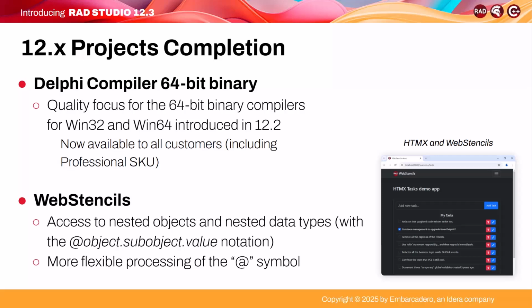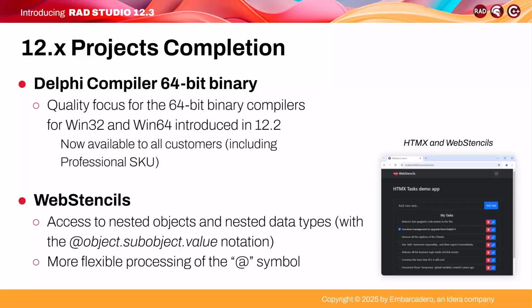In RAD Studio 12.3, Web Stencils has been extended with access to nested objects, so object.subobject.property, and also subtables in nested datasets. And also we've expanded the way the @ symbol is processed when used outside of the scope of the actual Web Stencil token. It makes your code more compatible with existing general purpose HTML. And the last thing, we've improved the handling of UTF-8 characters a little bit.